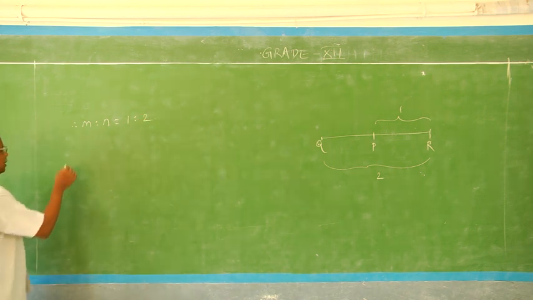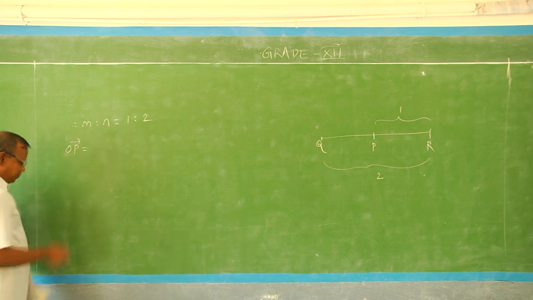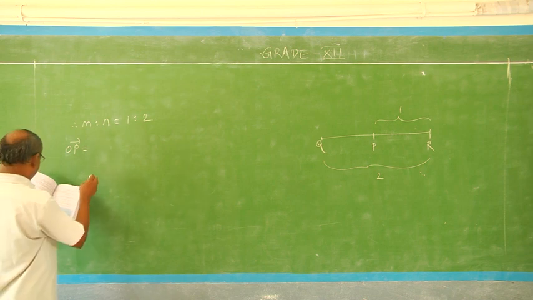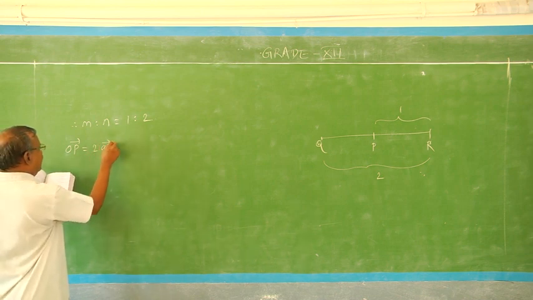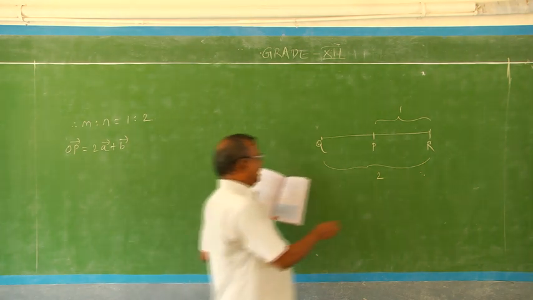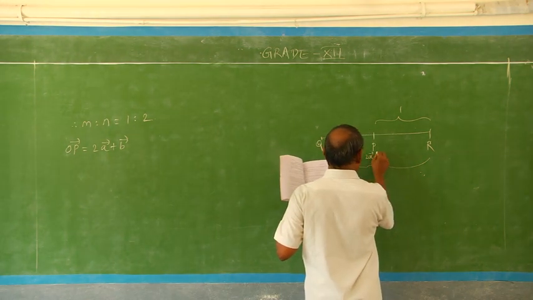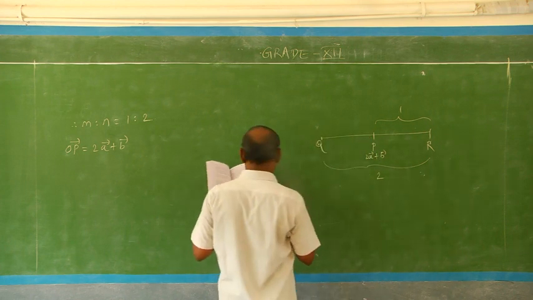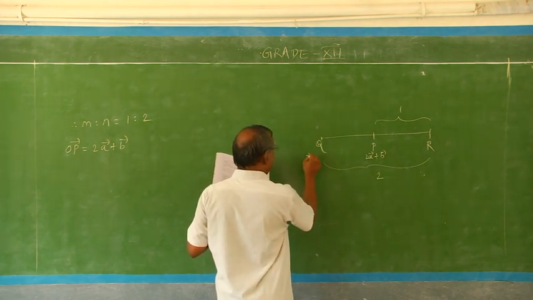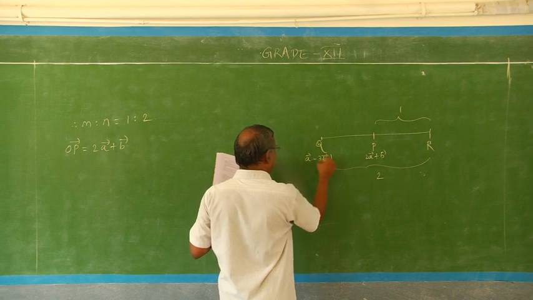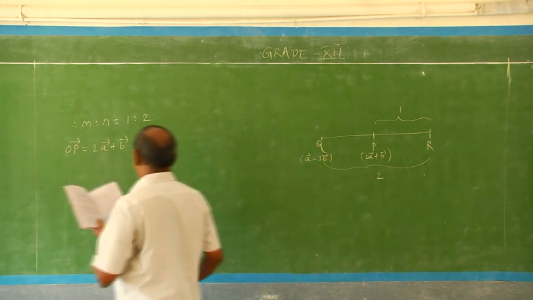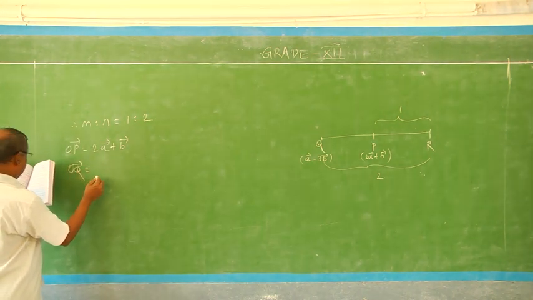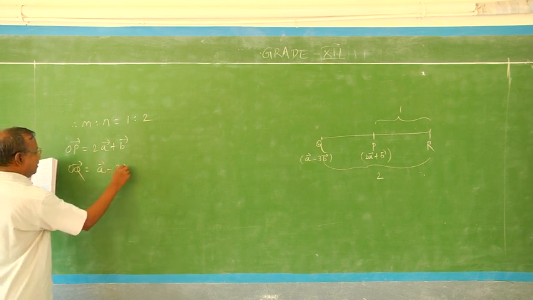Now, OP vector is given by 2a vector plus b vector. Let me write it: 2a vector plus b vector, and OQ vector is given by a vector minus 3b vector. So these are the position vectors of these points.